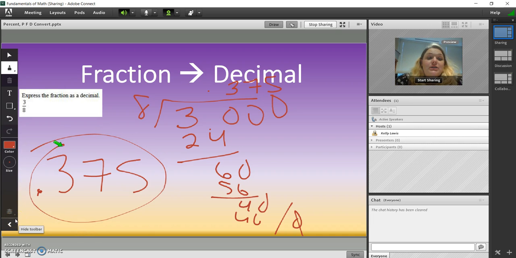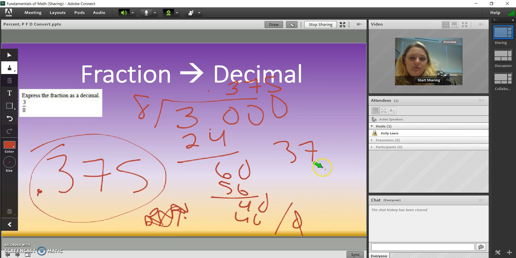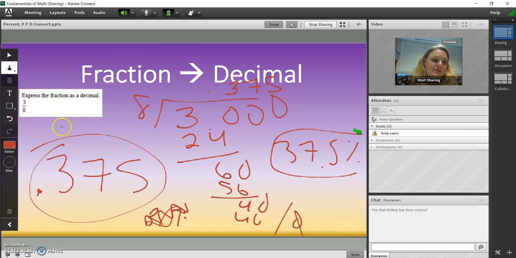If we wanted to change it to a percent, then it would be 37.5% if we wanted to do a percent, but the problem says decimal.